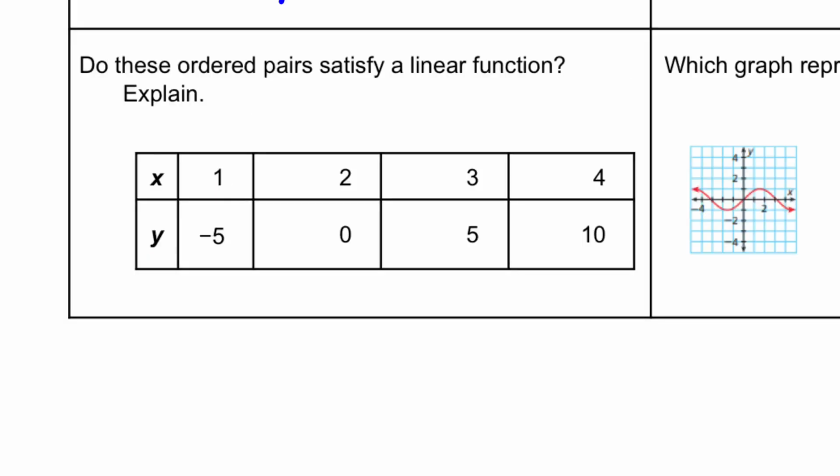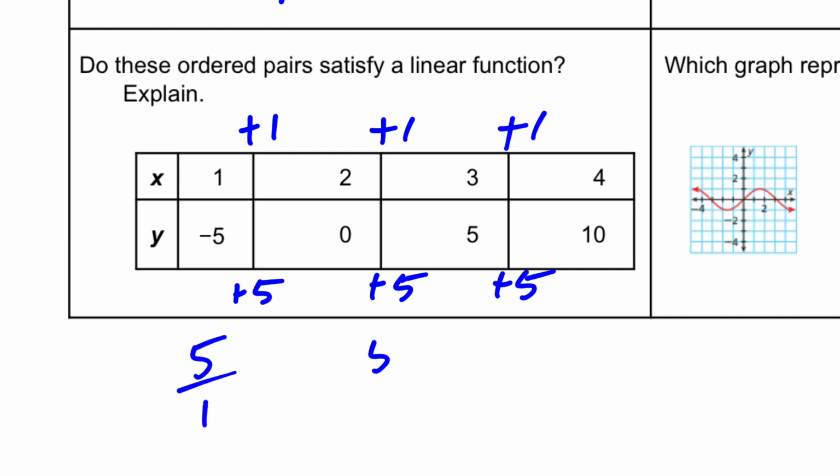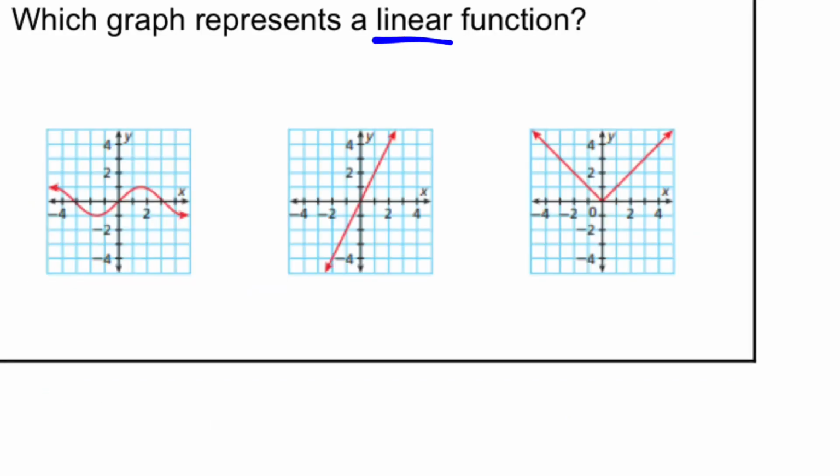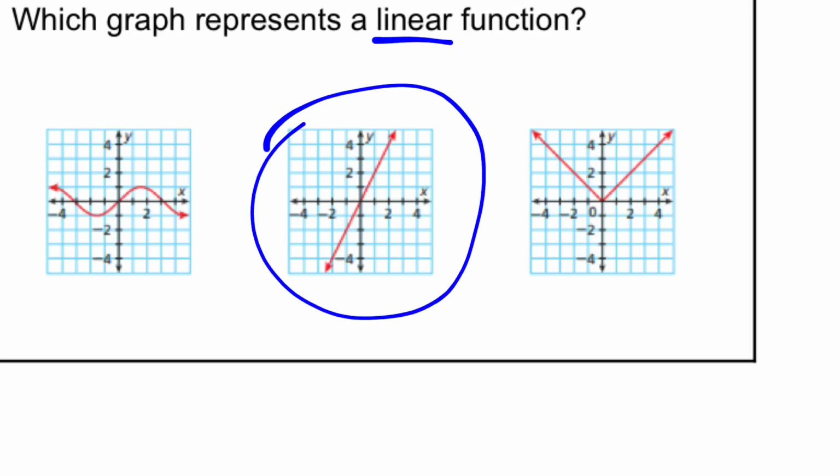Do these ordered pairs satisfy a linear function? Let's look at the pattern. +1, +1, +1, +5, +5, +5. This is a linear pattern. It's adding the same every time to both x and y. Or another way to look at it is the slope is 5/1 all 3 times. So yes, same rate of change. For linear, that means a straight line. This one is a straight line. This one is not, it curves, and this one is an absolute value function.